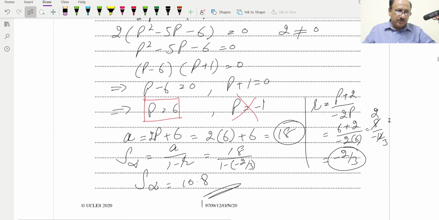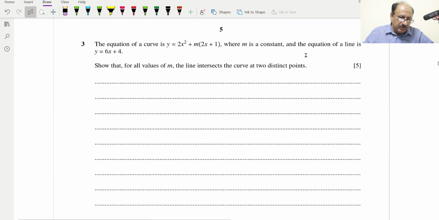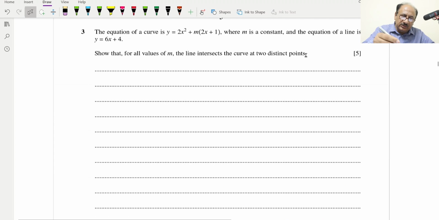Hopefully you understood this question. Now we can move to the next question, and the next question is question number 3, which is a 5 marks question.